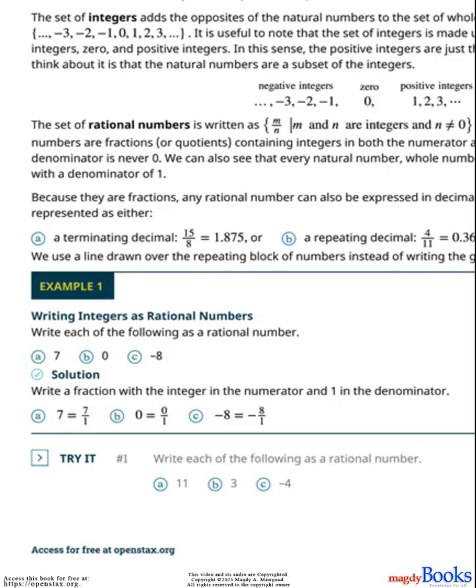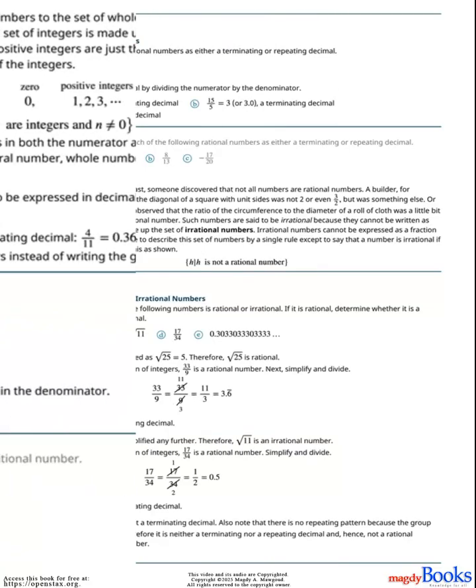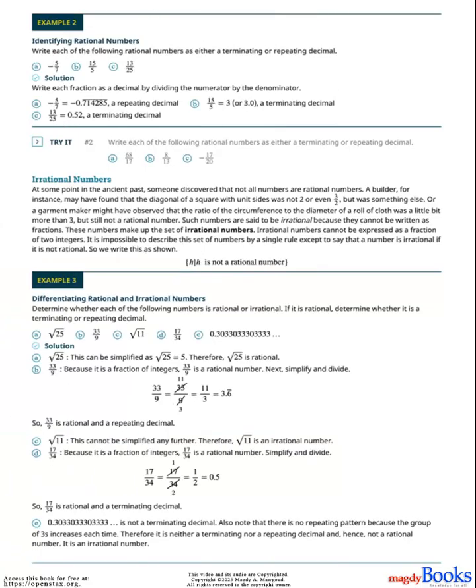Try it. Number 1. Write each of the following as a rational number. A. 11. B. 3. C. -4. Example 2. Identifying rational numbers. Write each of the following rational numbers as either a terminating or repeating decimal. A. -5 over 7. B. 15 over 5. C. 13 over 25.